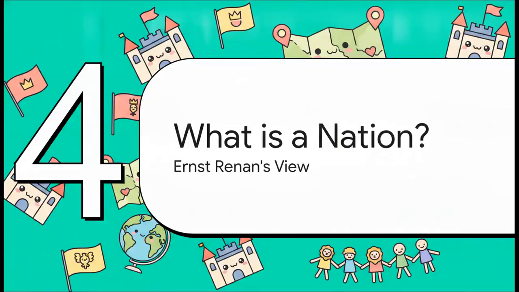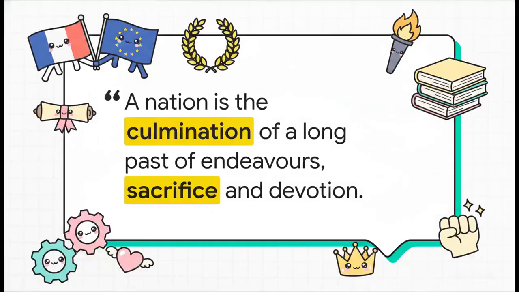Which leads us perfectly into part four. What is a nation? Let's look at Ernst Renan's view. How exactly do we define that shared nationalist identity anyway? What actually makes a group of people a nation? French philosopher Ernst Renan gave a really famous lecture in 1882 to answer just that.